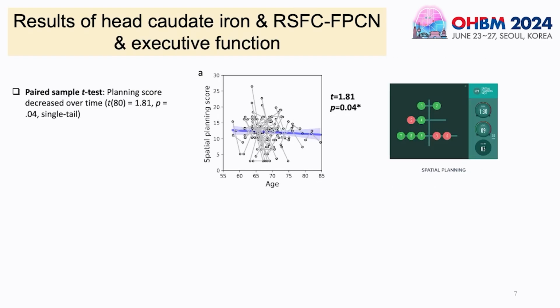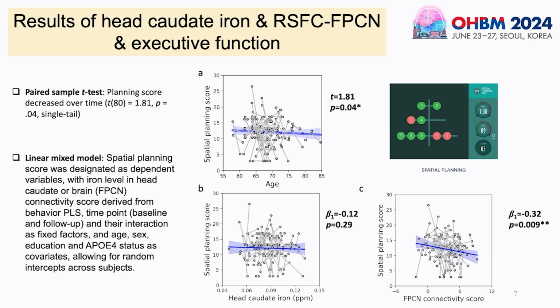And in terms of the association with executive function, we observed the pre-frontal score decreased over time. And more importantly, we found that the declining score was associated with the brain connectivity score derived from the behavior PLS, using the linear model.